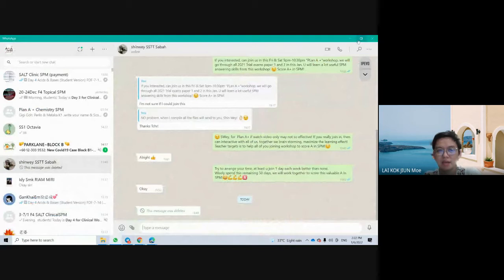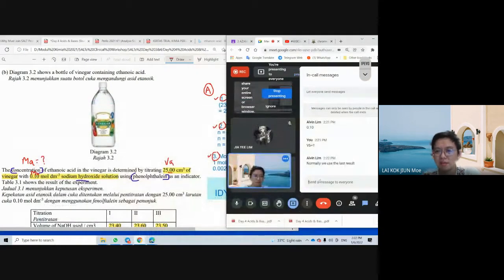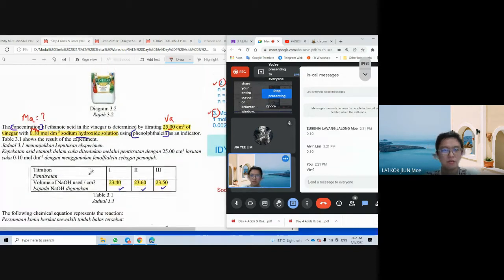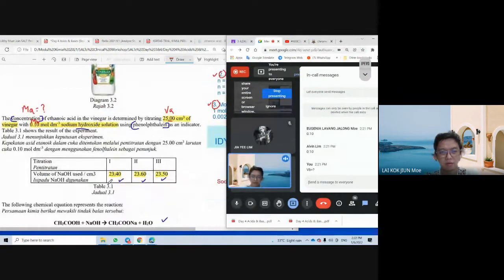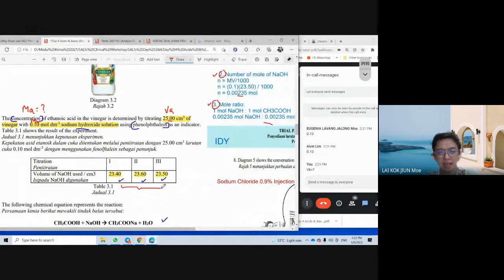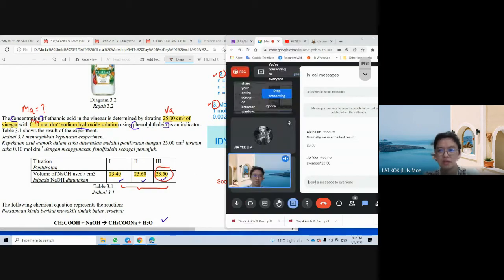Okay, so VB, normally we use the last or the second to last result. VB, volume for base, how many? So for the volume here, you use the 23.5, Alvin, and not like this. Yes, average. Very good. Agree with Jay. Alvin, cannot like this. Why must use the last one? The second one cannot?